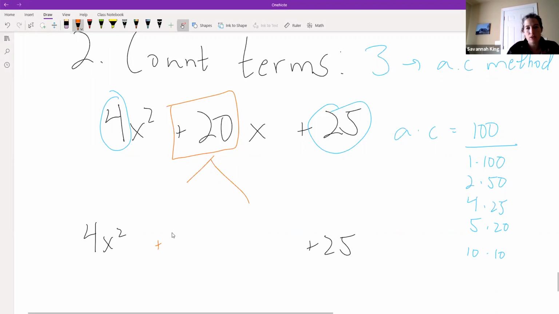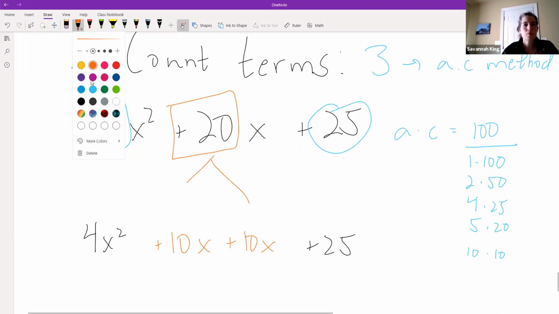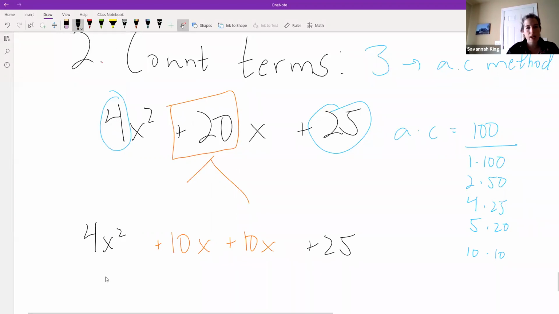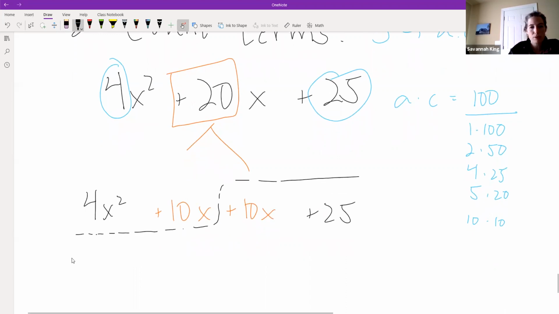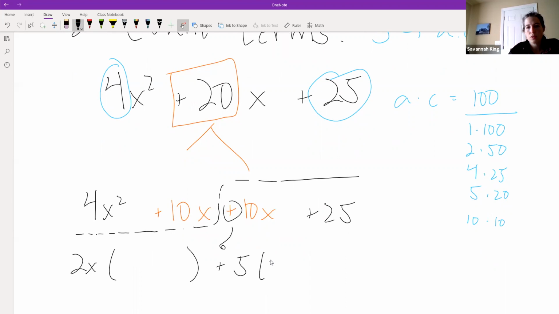So 20x here is 10x plus 10x. Okay, so that gets us right back to where we were. And there's something interesting about this problem. So let me get us to the end here. So positive. And then I didn't do that over here.